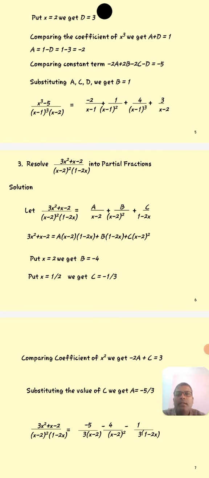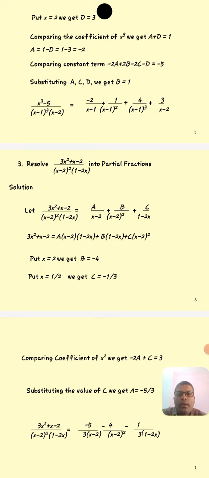Once again, resolve 3x square plus x minus 2 divided by x minus 2 whole square into 1 minus 2x into partial fractions. Let 3x square plus x minus 2 divided by x minus 2 whole square into 1 minus 2x be equal to, we have to write in the partial fraction format. Here one factor is repeated 2 times, another is a non-repeated linear factor. Here a by x minus 2 plus b by x minus 2 whole square plus c by 1 minus 2x.